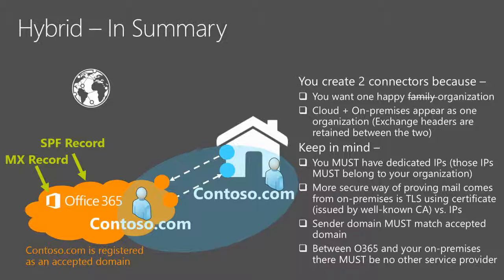These are the common mistakes people make, but you must have dedicated IPs. Do not use shared IPs when you're telling me that this mail is coming from your organization. If you're using a service provider and they have shared IPs, that's not the truth. This IP has to be dedicated. It has to come from your organization. Secondly, TLS or using certificates is a better way to go because it's more secure. Finally, sender domain must match accepted domain. So your organization sending mail from Contoso, contoso.com should be your sender domain.